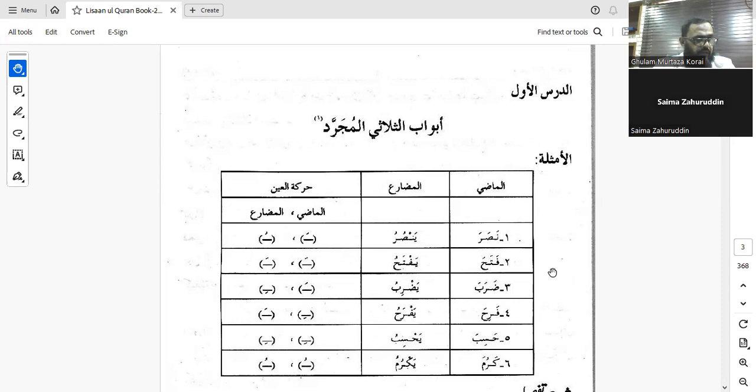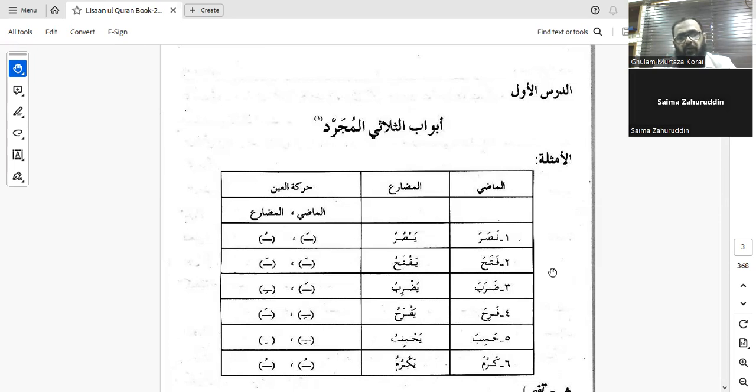We call them Thulathi because the root word has three root letters. Root letters in Arabic are huruf asliyya. And why do we call them al-Mujarrad? We call them al-Mujarrad because there are no additional letters attached to the three radical letters, the three root letters. Alhamdulillah.